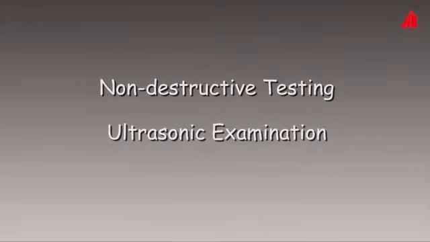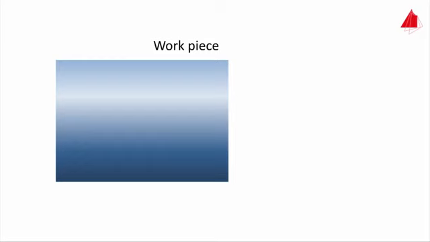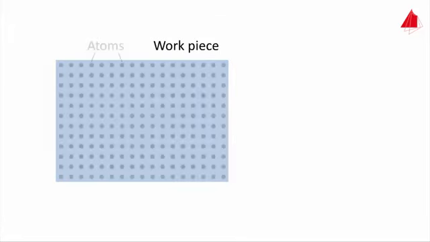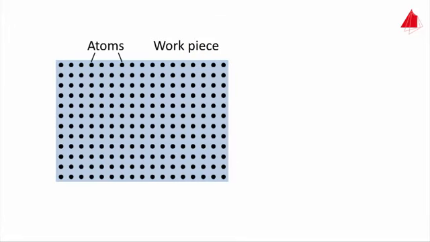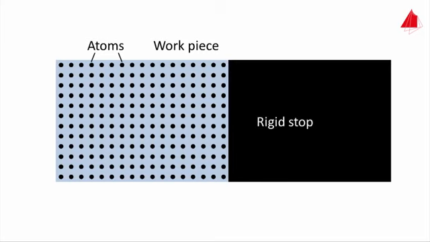Non-destructive testing. Ultrasonic examination. The basic principle of ultrasonic testing of materials is the propagation and reflection of sound waves. As an example, a cylindrical workpiece is shown in the animation. The longitudinal section through the cylinder shows the position of the atoms, extremely magnified and simplified as a single crystal. To begin with, a rigid unyielding stop is attached to the right front end of the cylinder.